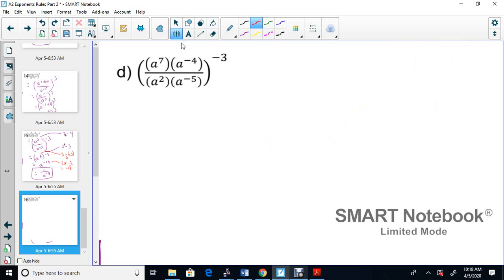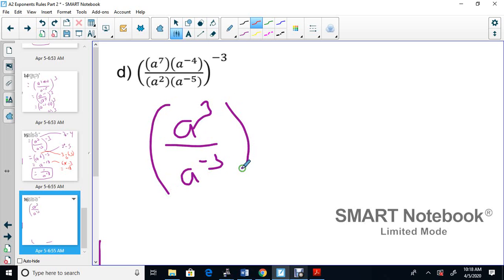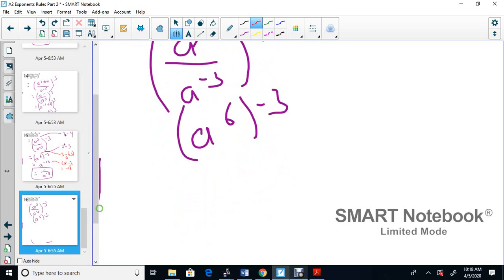Okay, so on the top, I'm going to add. So when I add, I get a to the 3 over a to the -3. Now I'm going to subtract the 3 and the -3. So again, this is the exact same question. 3 minus -3 is a to the 6 to the -3. And now I'm going to multiply the 2. So I get a to the -18. And then here I'm going to put 1 over a to the 18.